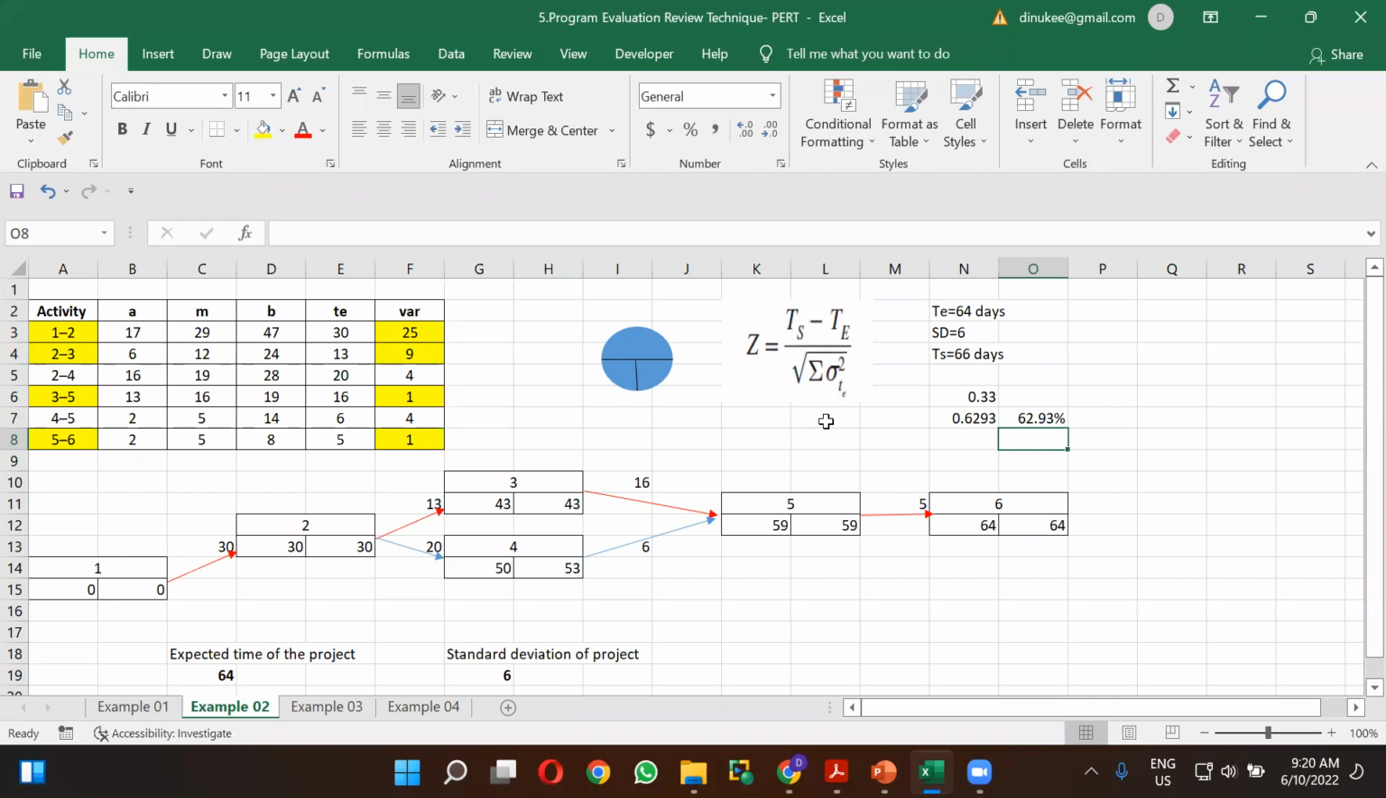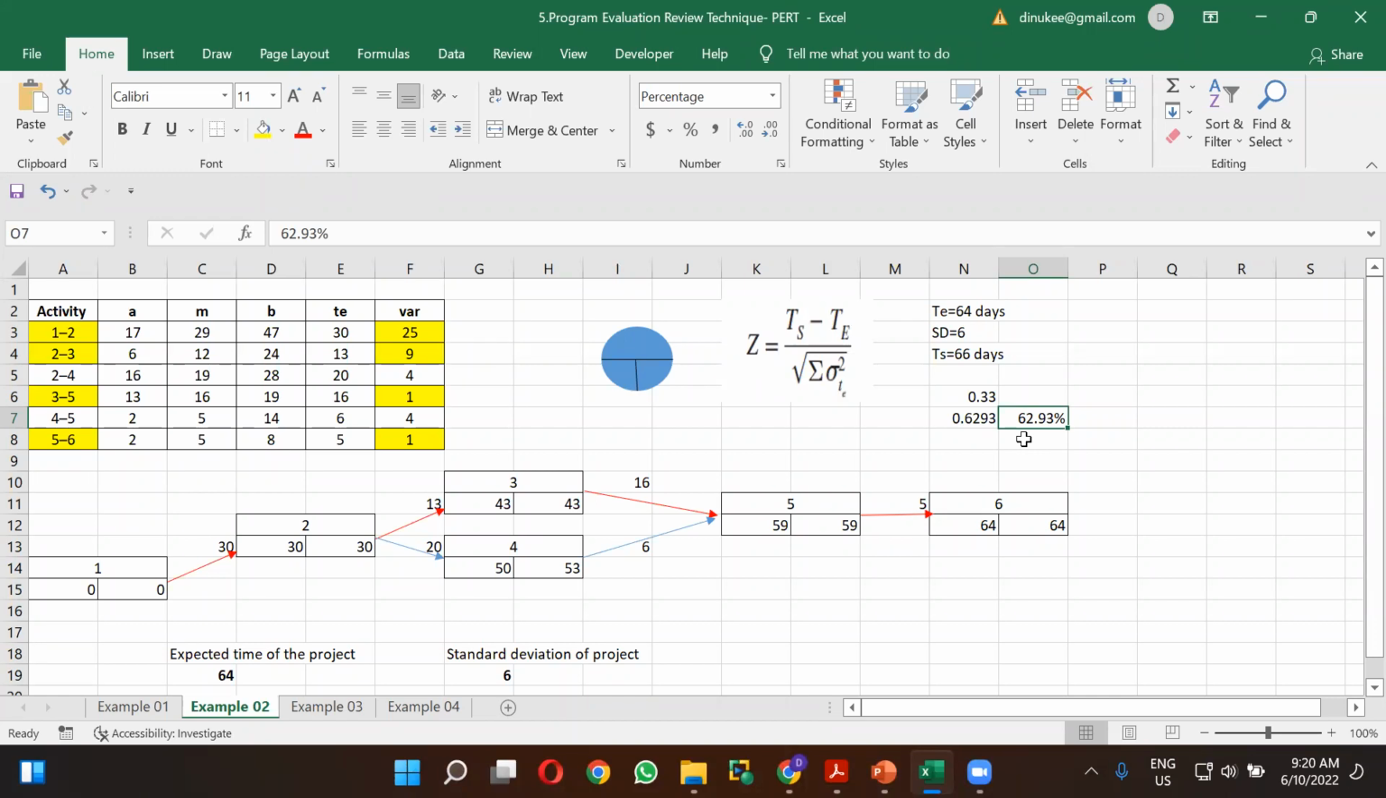So we want to complete this project using 66 days. But to complete this project within 66 days, the probability of completing that project within 66 days is 62.93%. That is the thing we have calculated here. So if the project manager wants to complete the scheduled project by 66 days, there is a probability of completing that project within 66 days, that is 62.93%. That is what we have calculated now, right?